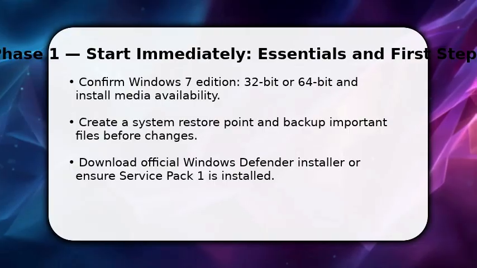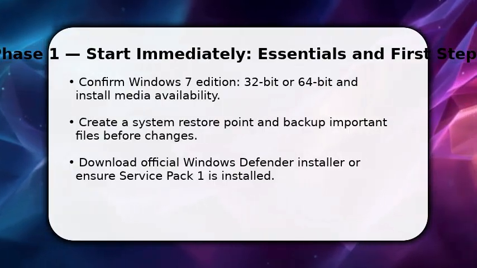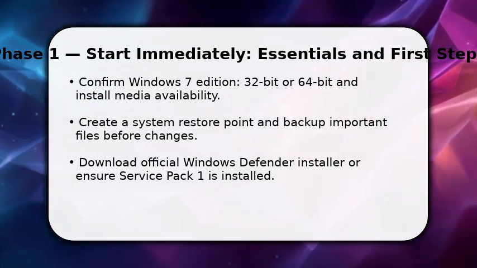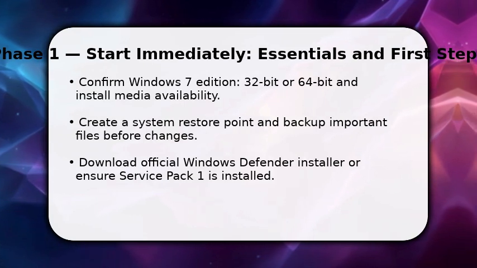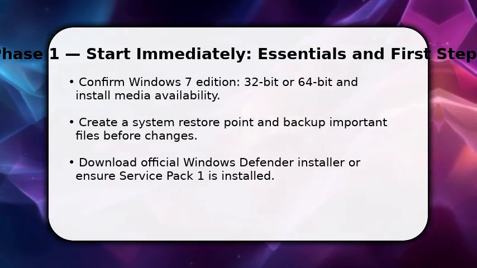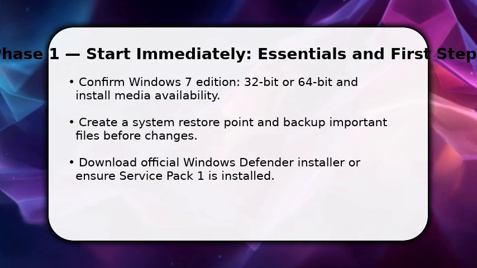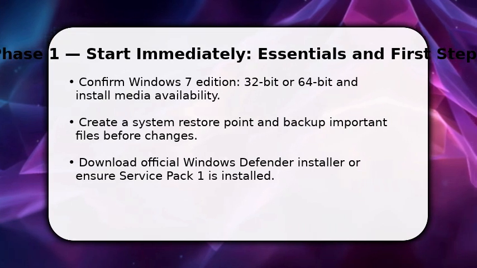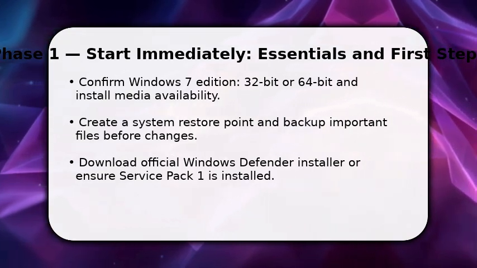Enjoy the video. You begin by verifying your Windows 7 edition and architecture, because the correct installer depends on that. Once done, create a system restore point and backup key files so you can roll back if needed. Next, make sure Service Pack 1 is present. Without it, Defender may not install.